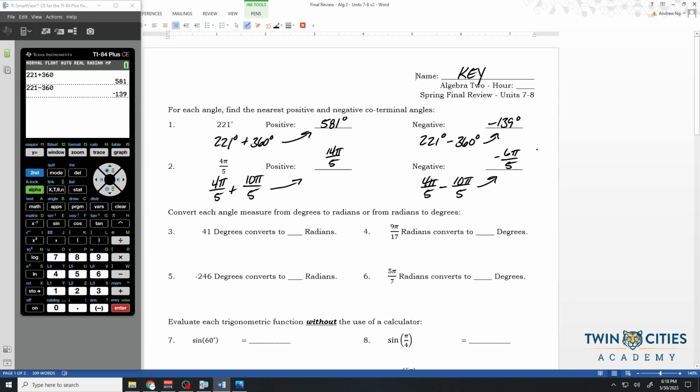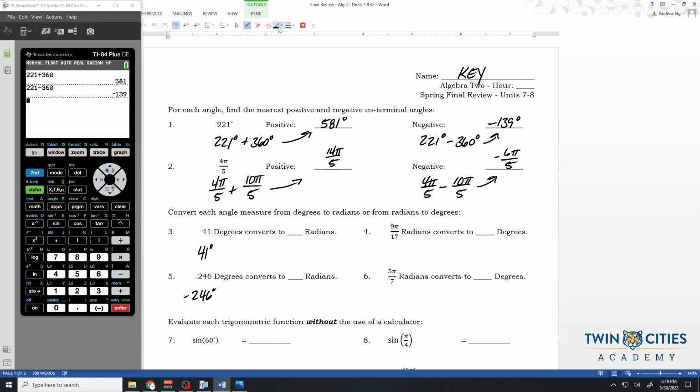For numbers 3, 4, 5, and 6, we'll be doing some conversions. I want to convert each angle measure from degrees to radians or from radians to degrees. If I do the left side here, I've got some degree measures: 41 degrees converts to what radians, and negative 246 degrees converts to what radians. Well, let's start with what we have: 41 degrees and negative 246 degrees.